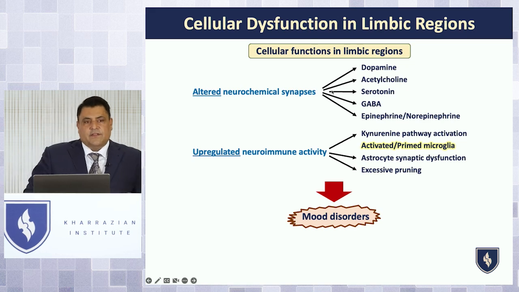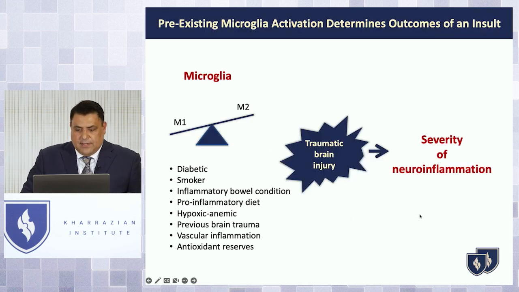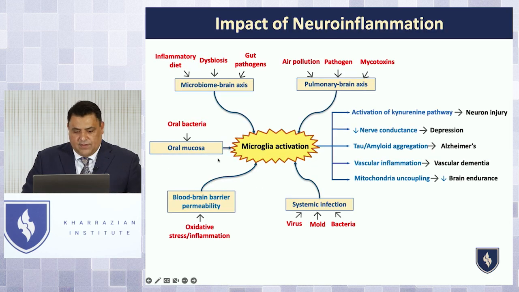Then you have these glial cells. There's another module for neuroinflammation, and activated glial cells are a key issue. And remember, glial cells can have a pro-inflammatory response or an anti-inflammatory response. And there's a balance between M1 and M2 pathways. And people that are smokers, that have inflammatory conditions, have hypoxia, lack of antioxidants, promote this M1 pathway, and that creates chronic inflammation. So in addition to anything that causes microglial activation in the periphery, causing the kynurenine pathway to be activated, this also activates the microglia into a pro-inflammatory state. And you get decreased nerve conductance, tau protein aggregation, vascular inflammation, and mitochondrial uncoupling.